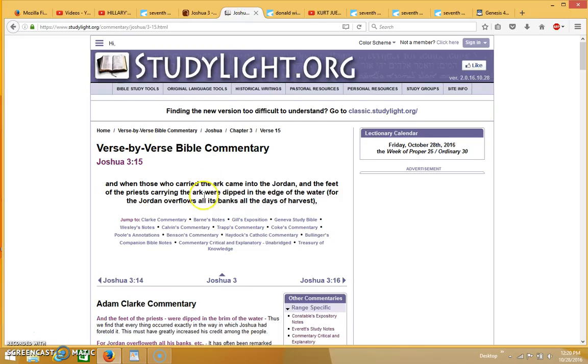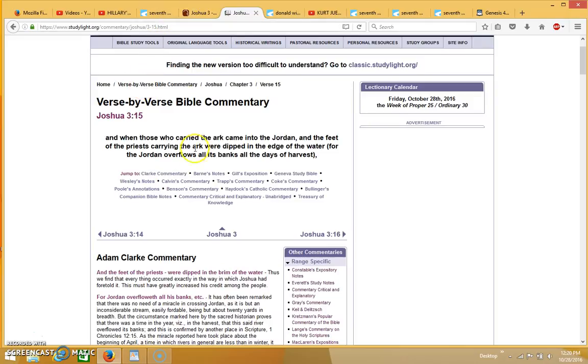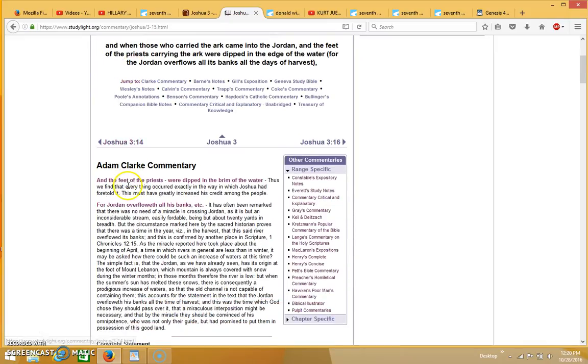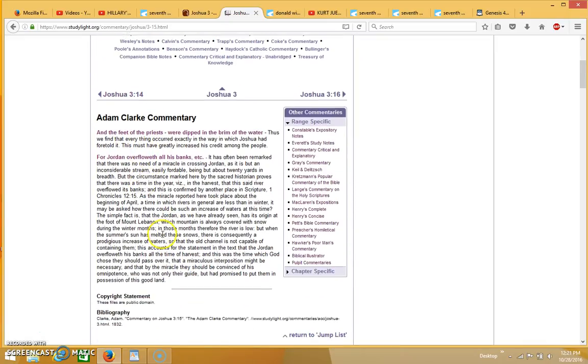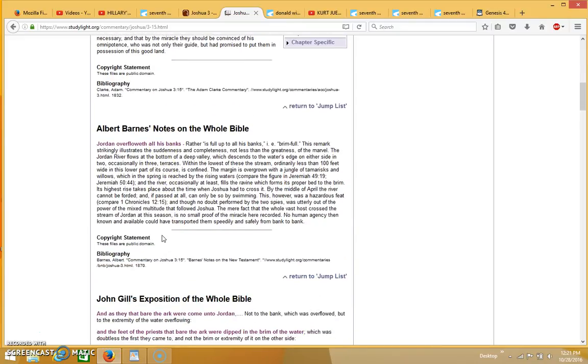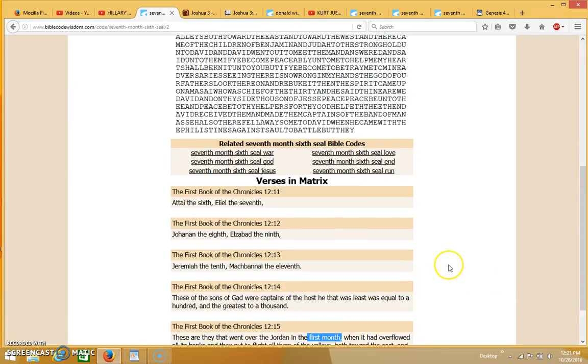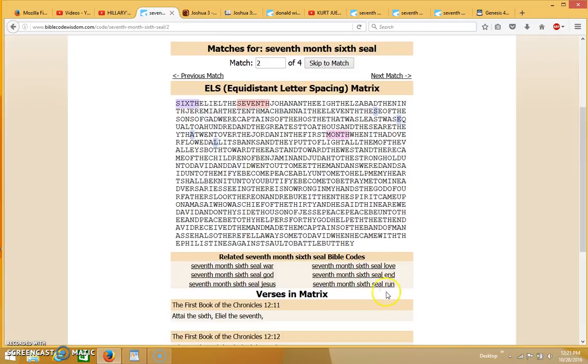And over here you have some commentaries, because I wanted to be sure that it was talking about the same thing that's being talked about in Joshua 3, and these commentaries verify that it is talking about the same thing. And in terms of the first month, it's actually talking about the month of Nisan, but we know that the first month of Nisan is a parallel to the first month of Tishri, and these are the feasts and the events in the scripture. They all mirror each other, the fall and the spring feasts.